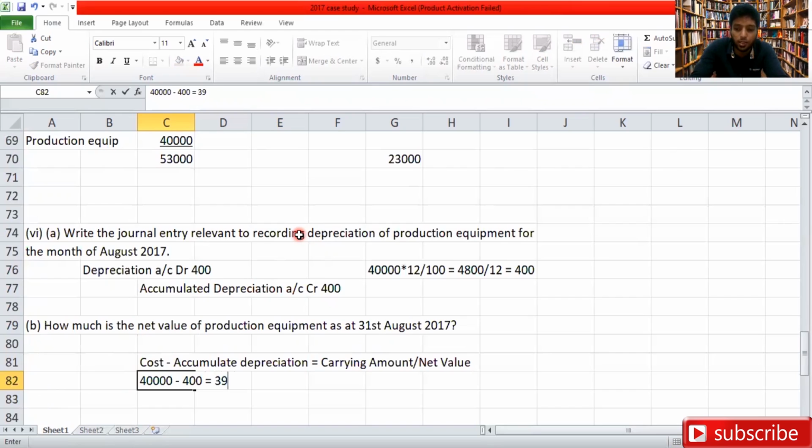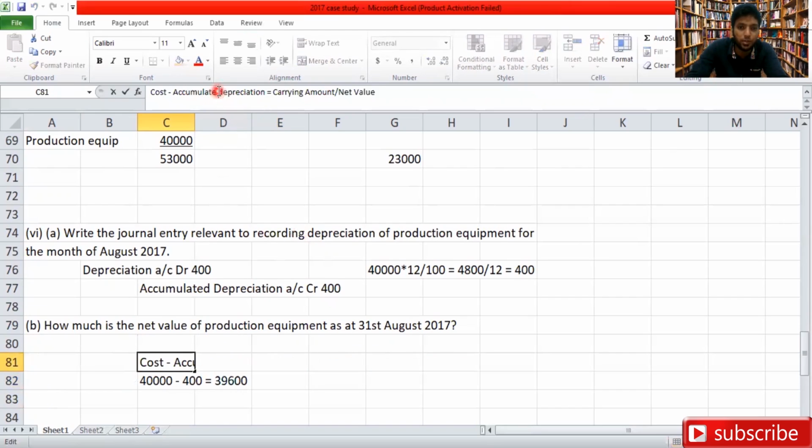So you will get 39,600. I hope you understood the sixth adjustment. It's very straightforward. So let's move on to the seventh one.